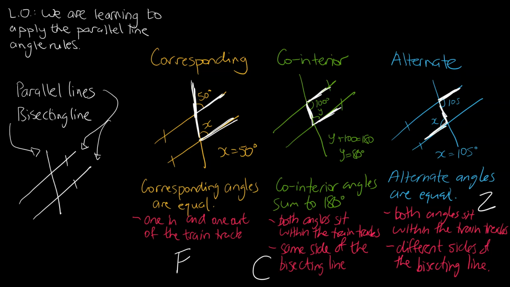So that's going to wrap up our video. We went through lots of information and lots of different ways to distinguish between the types of parallel line rules. So we had corresponding angles, which were equal to each other. We had co-interior angles, which add up to 180 degrees, and we had alternate angles, which are equal to each other. So hopefully you found this video useful, guys.